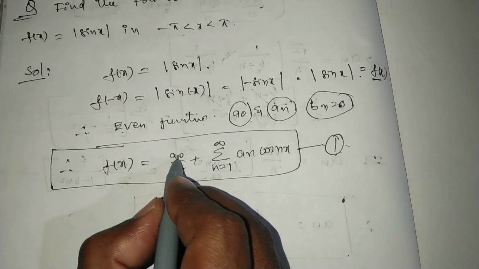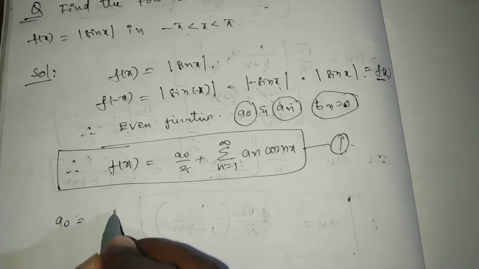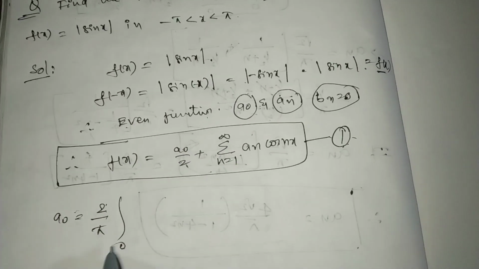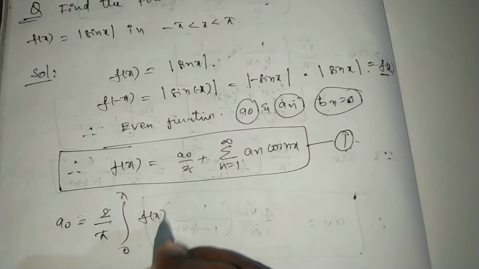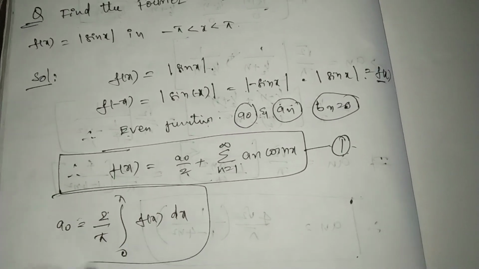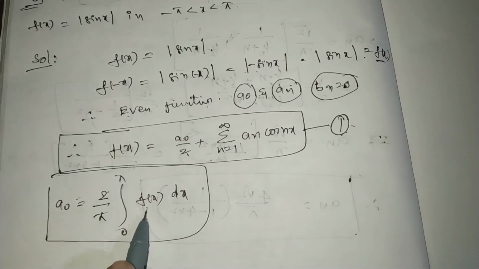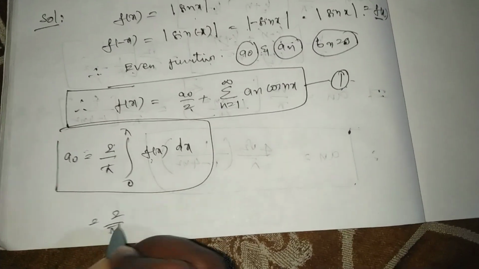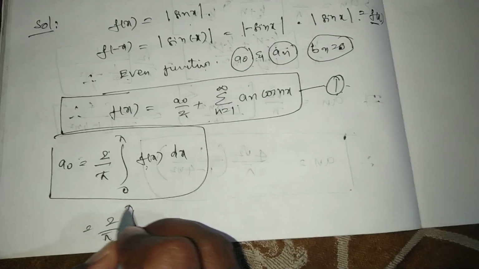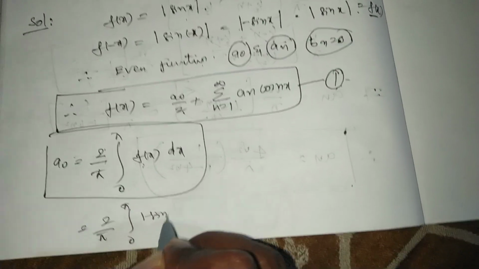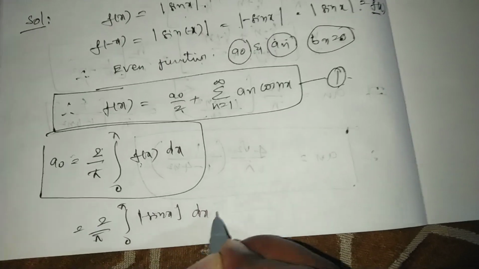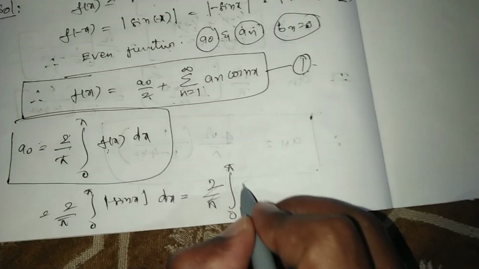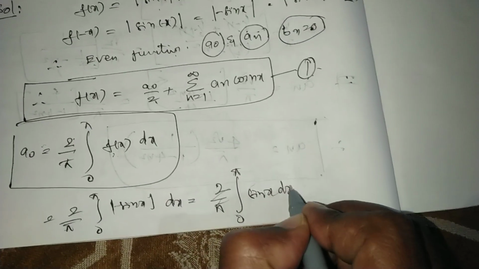Now you need to find the a0 value. So a0 is equal to, the formula is, since this is an even function, 2 by pi integral 0 to pi f of x dx. Here the f of x value is mod sin x. So we place here 2 by pi integral 0 to pi of mod of sin x dx. So 2 by pi times integral 0 to pi sin x dx.